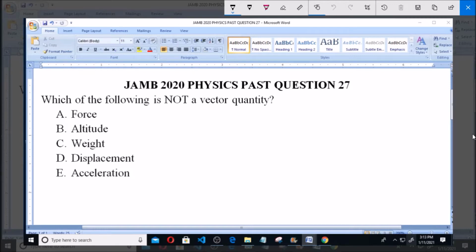Which of the following is not a vector quantity? A. Force, B. Altitude, C. Weight, D. Displacement, E. Acceleration.